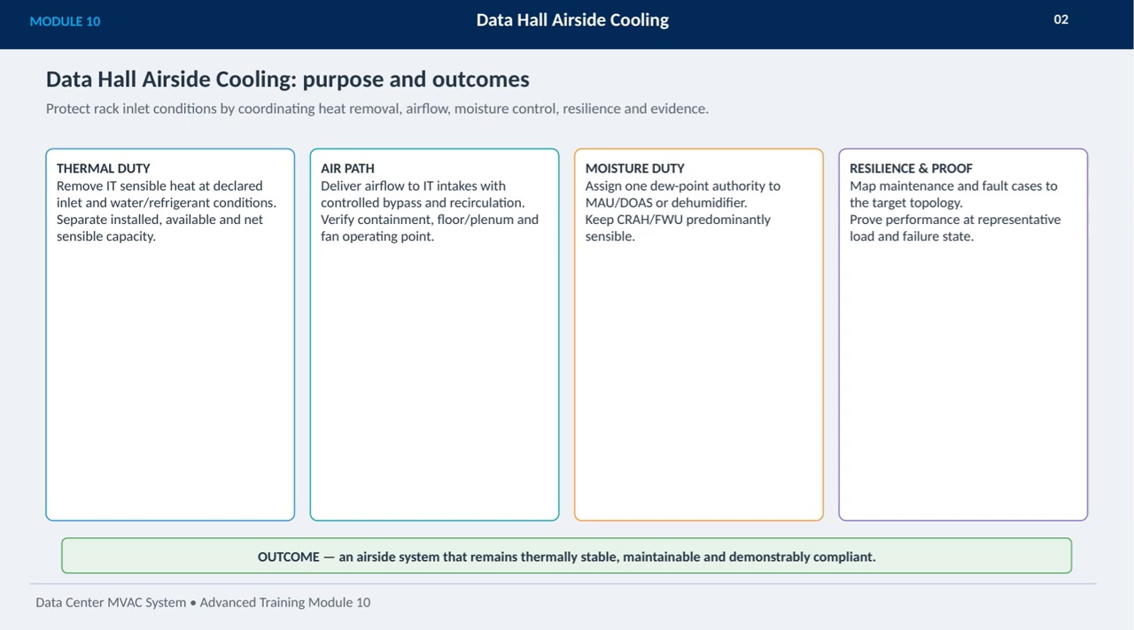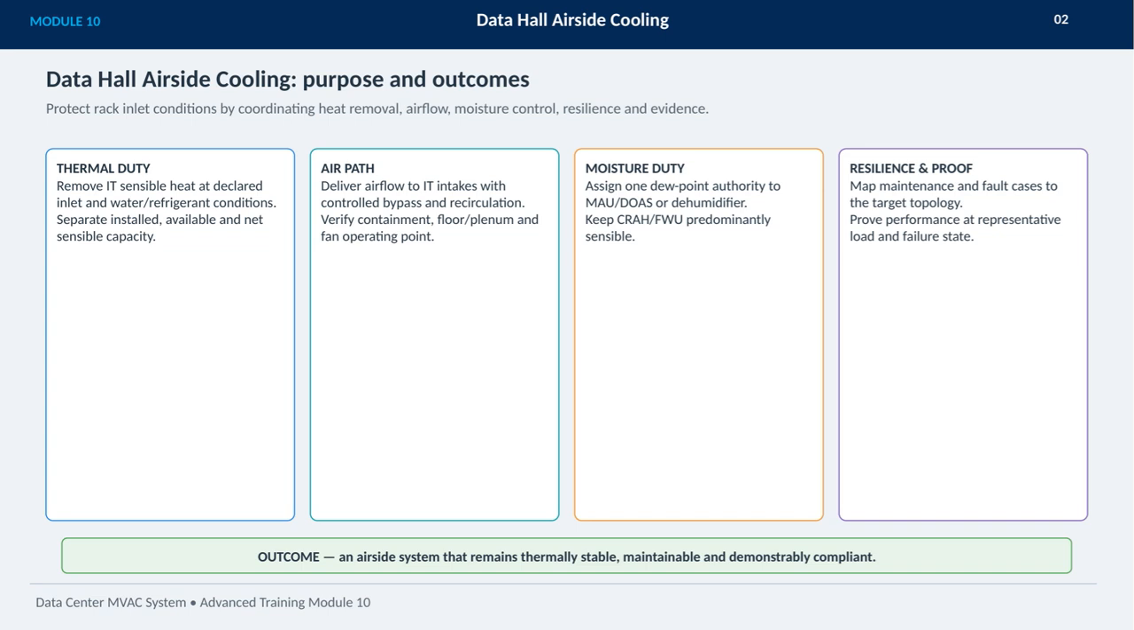Starting with thermal duty, we need to efficiently remove the IT-sensible heat at the specified inlet and water or refrigerant conditions, while differentiating between installed, available, and net sensible capacity. For the air path, it's essential to deliver airflow directly to the IT intakes, with controlled bypass and recirculation, ensuring proper containment, floor or plenum conditions, and fan operating points are verified.